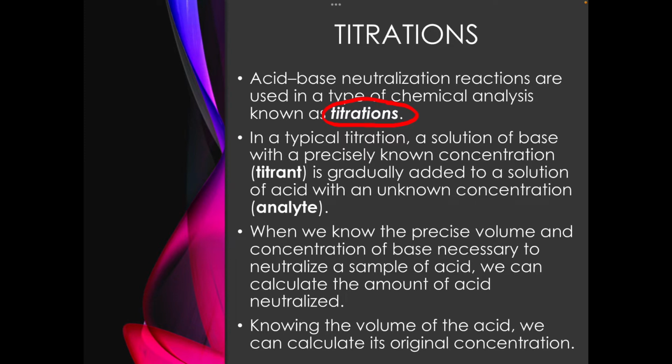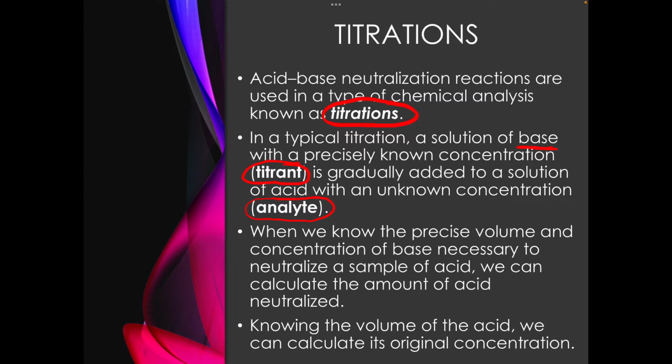In our titrations, we need to know the concentration of one thing. Usually we know the concentration of our base, and the one that we know the concentration of is called our titrant. The one that we don't know the concentration of is called the analyte. So we know the concentration of the titrant, and we don't know the concentration of the analyte.